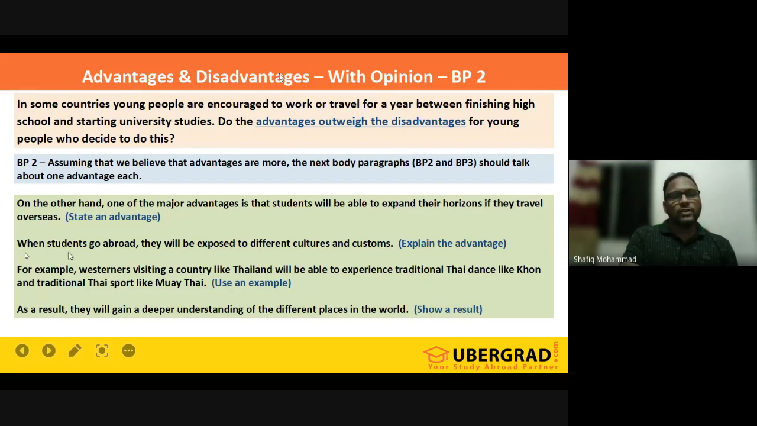For example, when students go abroad, they will be exposed to different cultures and customs. For example, Westerners visiting a country like Thailand would be able to experience traditional Thai dance, like kohom, and traditional Thai sports. You can write whatever example you want to give if it's an advantage, right? As a result, they will gain a deeper understanding of the different parts of the world and people.